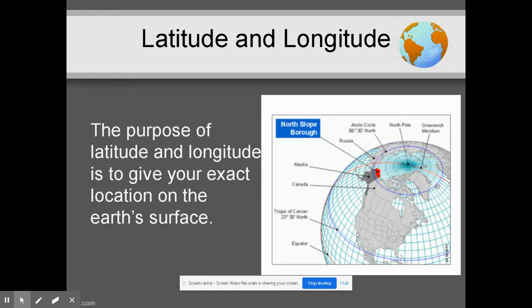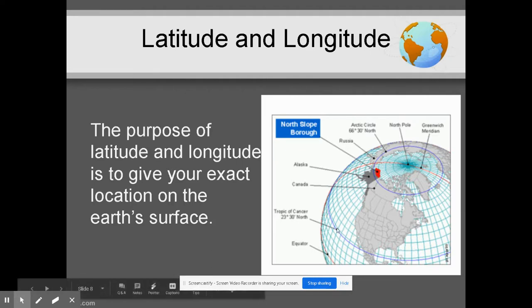lines of latitude which run east-west that have a special significance. So, for instance, the Arctic Circle. Above the Arctic Circle, at some point in time during the year, you're going to experience 24 hours of darkness or 24 hours of sunlight.